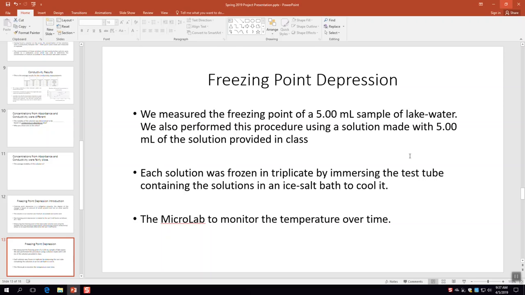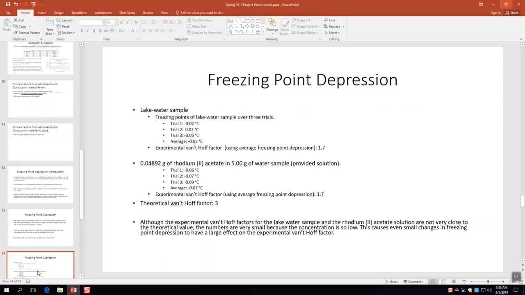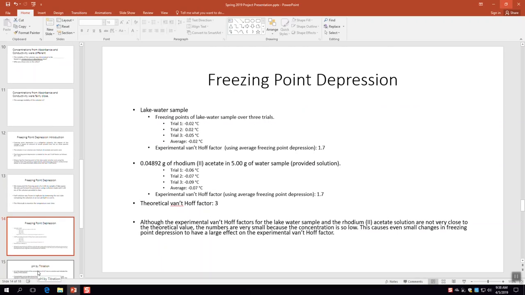Each solution was frozen in triplicate using an ice salt bath, and we used a thermometer to monitor the temperature, and we used Microlab to do that. So we had time on our x-axis, we had temperature on our y-axis, and we monitored the temperature through time until the solution froze. What we found was for the lake water sample, we had these freezing points and an average of minus 0.02. Using this, the experimental van 't Hoff factor was 1.7.